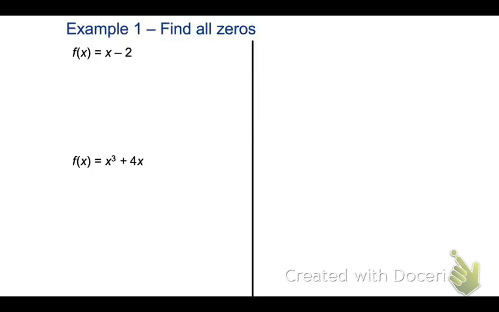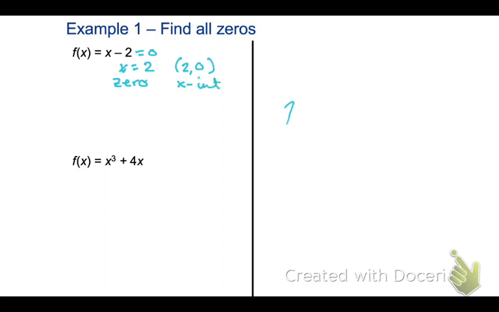Okay, find all the zeros. So f of x equals x minus 2. How would I find those zeros? Set it equal to 0. So x equals 2. So the x-intercept is 2, 0. So these are zeros, and this is the x-intercept.